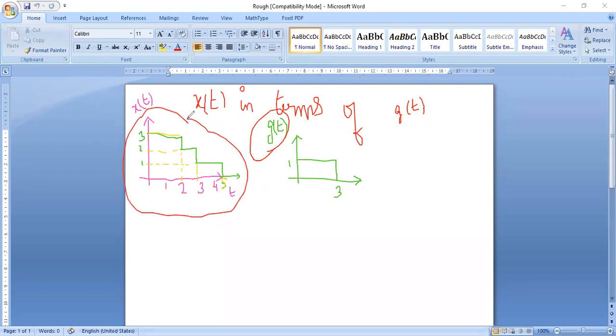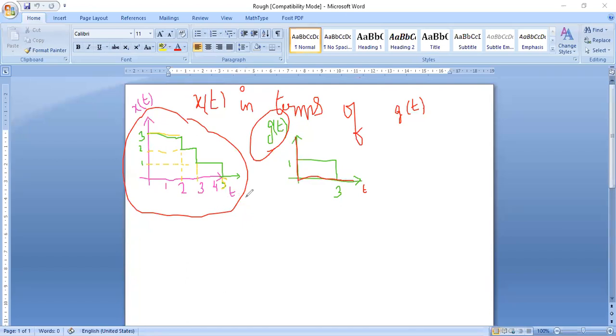So in the earlier problem, your g of t was symmetric with respect to the origin, if you remember. But here g of t is not symmetric with respect to the origin. It is only along the positive side. Okay. So I repeatedly tell you, you have to solve it by the trial and error method.